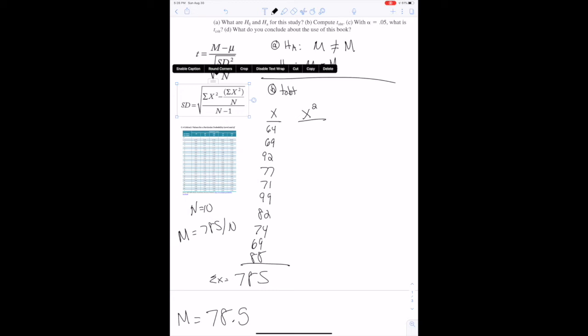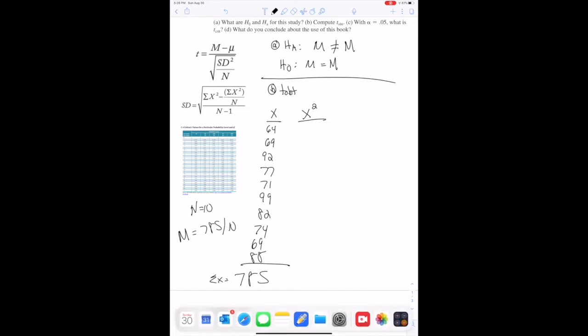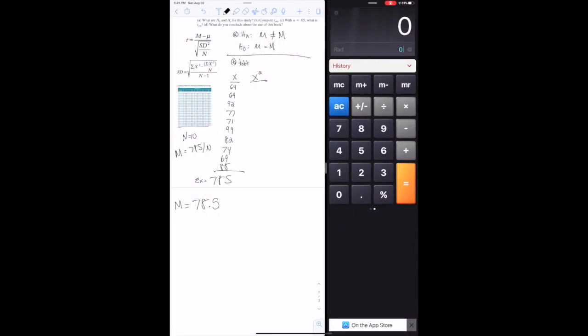You can see in that formula we have sigma x squared. So we have to get the sum of this x squared column. So basically what we need to do is bring back our calculator. I shouldn't have made it go away. And we're going to square each of these numbers. 64 squared, I don't have a squared button here, is 4,096. 69 squared is 4,761. 92 squared, 8,464.